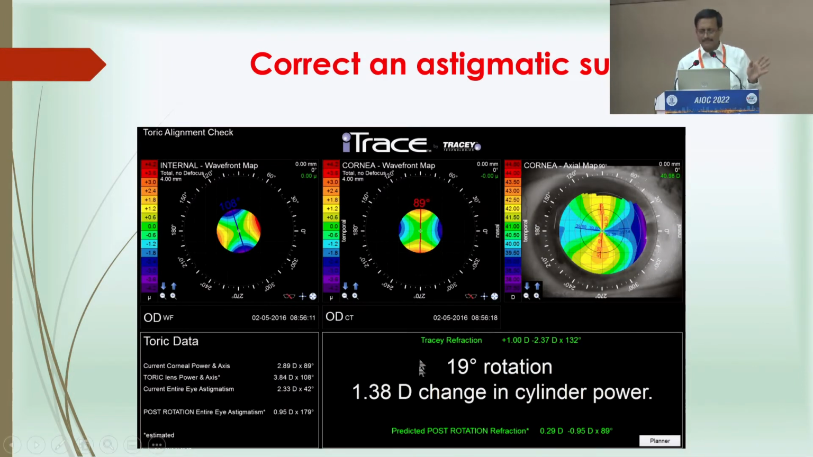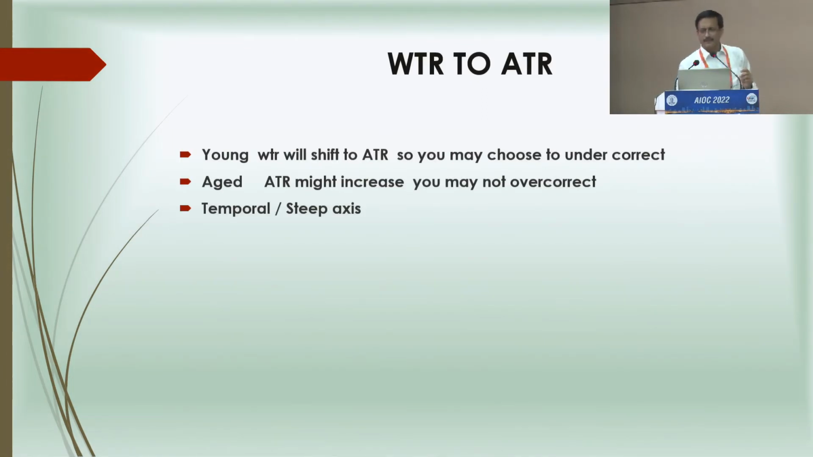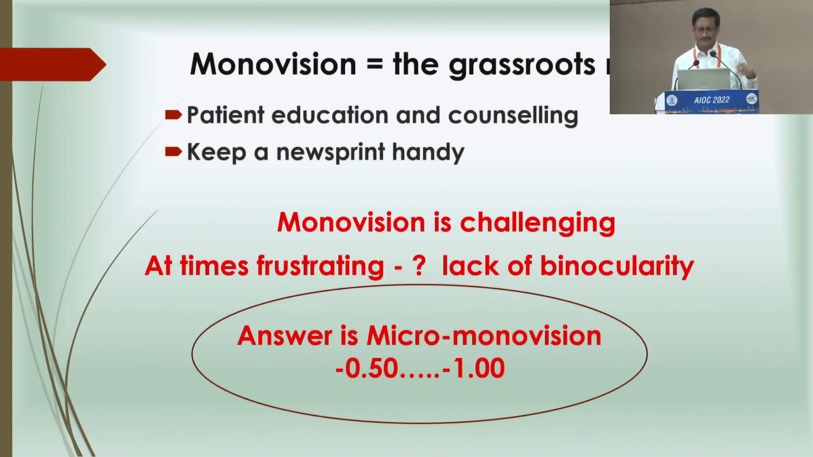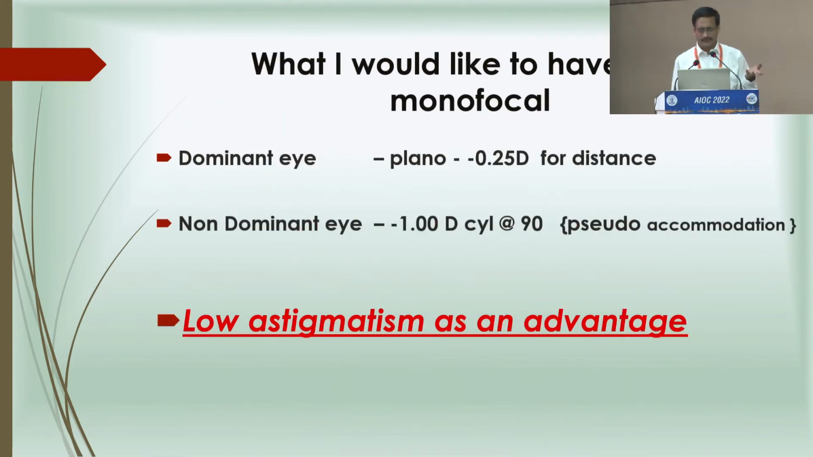If there is an astigmatic surprise, the Eye Trace gives a calculation of how much you will have to rotate to compensate and get a better result. Eye Trace has software by which it will calculate how much you need to rotate, clockwise or anti-clockwise, with the existing IOL in the eye to get a better result. WTR becomes ATR, so correct accordingly. And monovision and micro-monovision are the best things to go with monofocals.